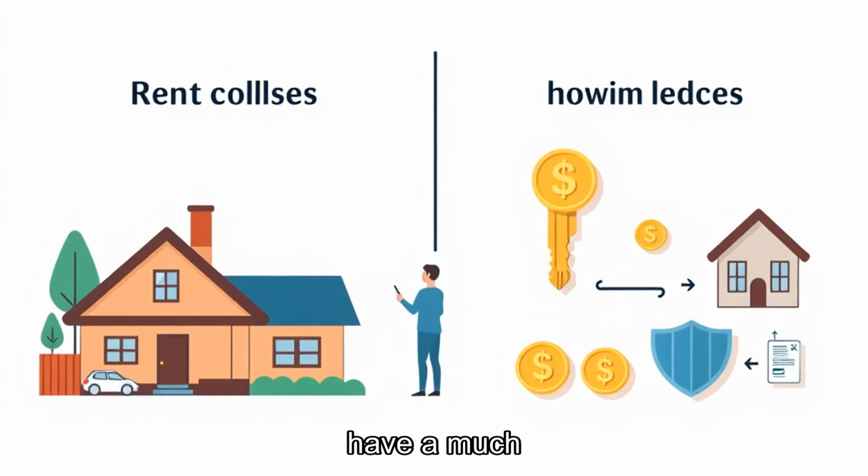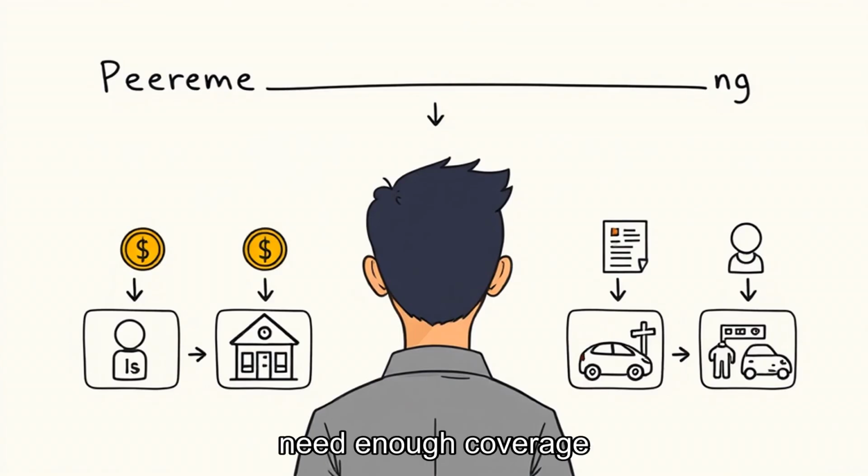The right limit depends on the size of the risk, not just the cheapest premium. A renter with basic belongings may need less property coverage than a family with expensive equipment. A homeowner in a high-cost repair market may need enough coverage to rebuild at today's prices, not at the price they paid years ago. Policy limits matter because they define the ceiling of the promise.